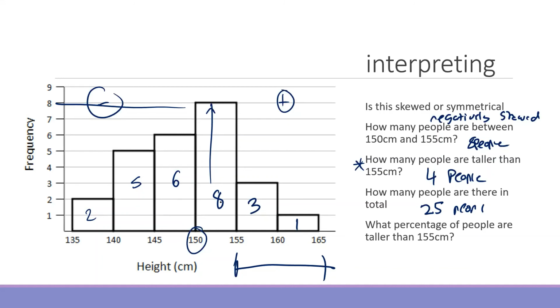What percentage of people are taller than 155? Oh, great. Now they want a percentage. Well, we've got 4 people out of those 25 who are taller than 155, which means we've got 8 people out of 50, which means we've got 16 out of 100, so that's 16%. Or you can just go 4 divided by 25, multiplied by 100. But yeah, that's how you can work out, in this case, some interpreting here.